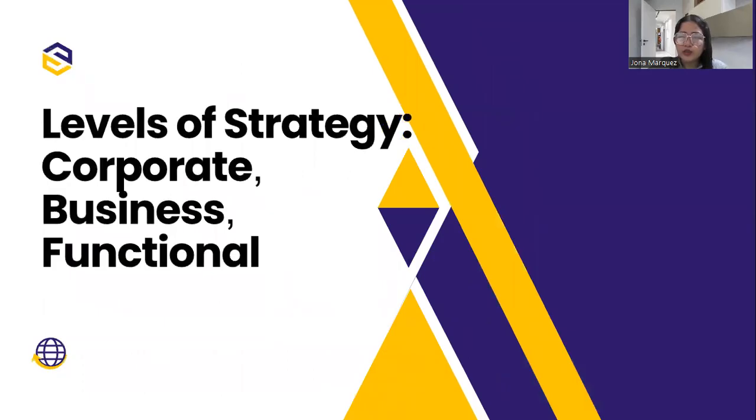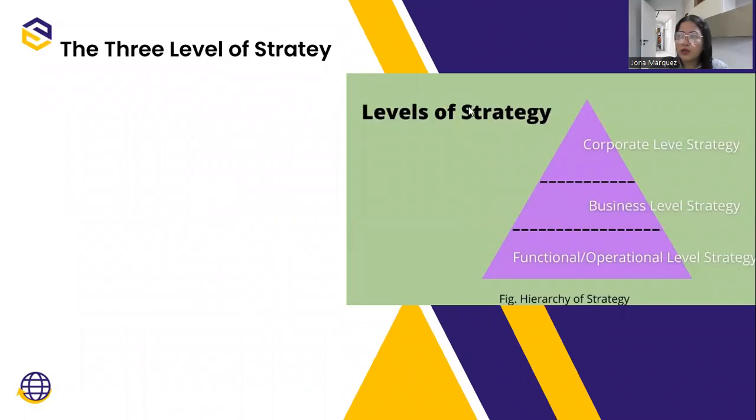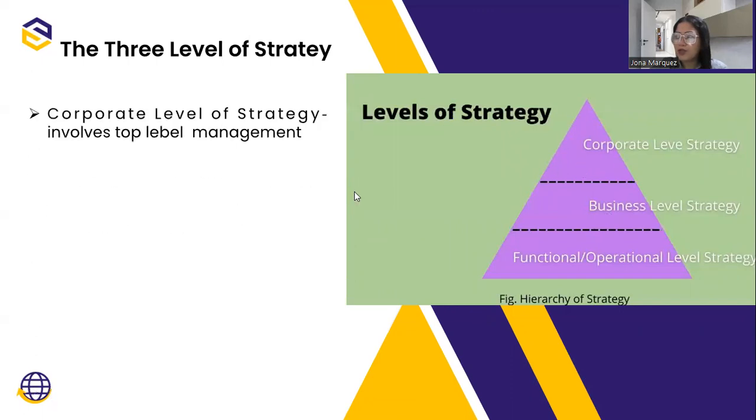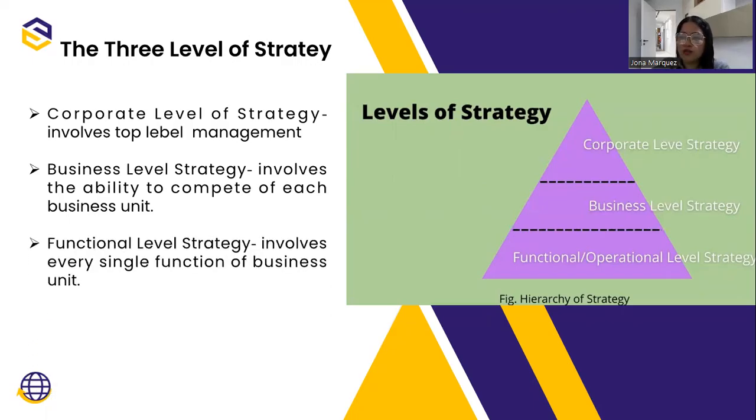Okay. Now, let's proceed with the levels of strategy, no? Corporate, business, and functional. So we have 3 levels of strategy. So in this chart, no? If you can see, we have here the top level management. It involves the corporate level strategy. Then, the next level involves the ability to compete with each business unit. So, it is business level strategy. And last is the functional or operational level strategy. So, it involves every single function of a business unit.